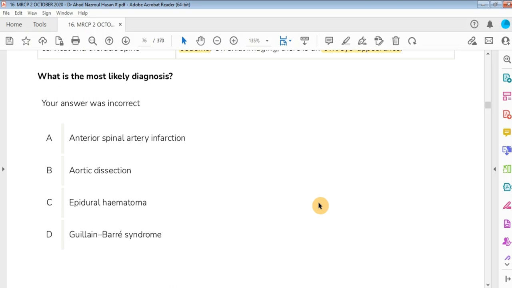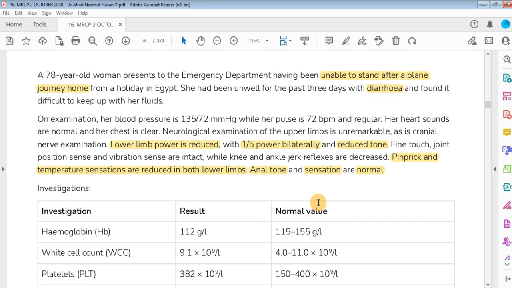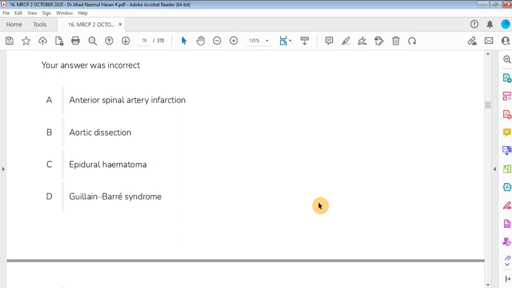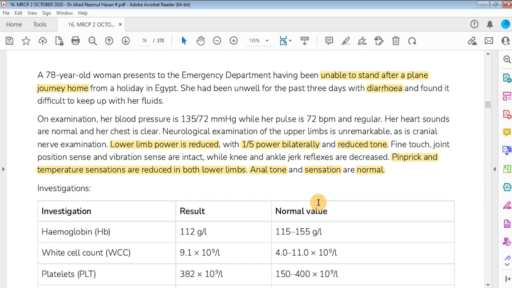So can anyone tell me the diagnosis here? Okay, she is unable to stand. She had diarrhea and then she is having ascending paralysis. Is it Guillain-Barré?